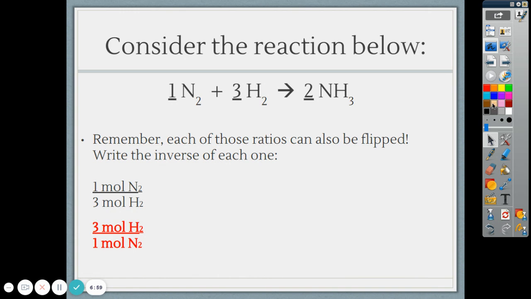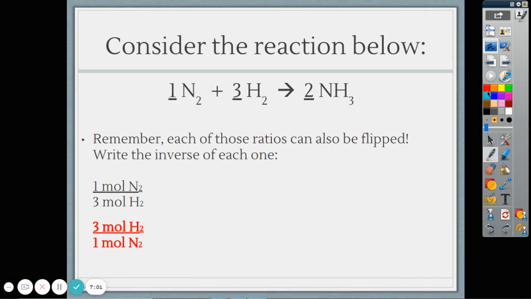Like the first one that I did was nitrogen and hydrogen. One way I can write it is with nitrogen in the numerator and hydrogen in the denominator, or you can flip it and put hydrogen on top and nitrogen on the bottom. So this is going to depend on, of course, whichever compound our given is in. And we'll practice that in just a second.